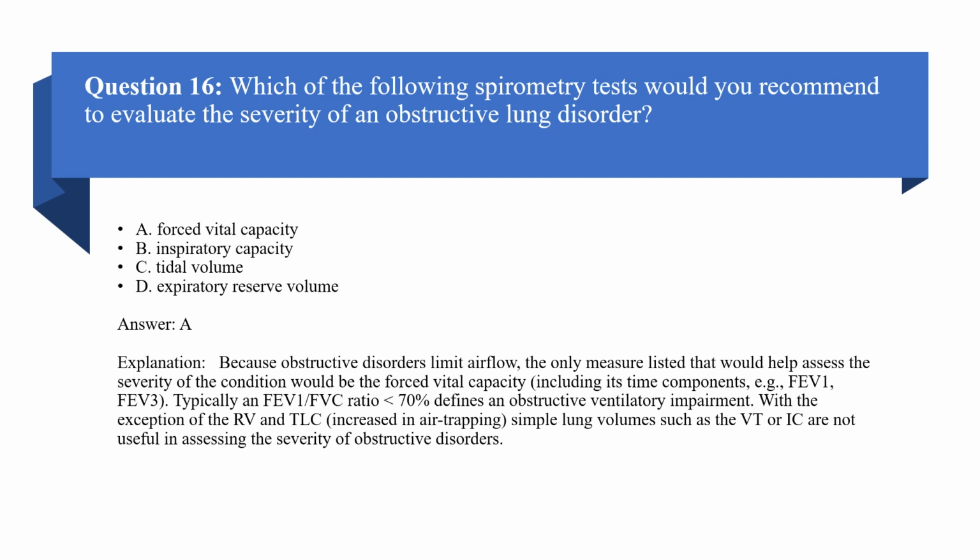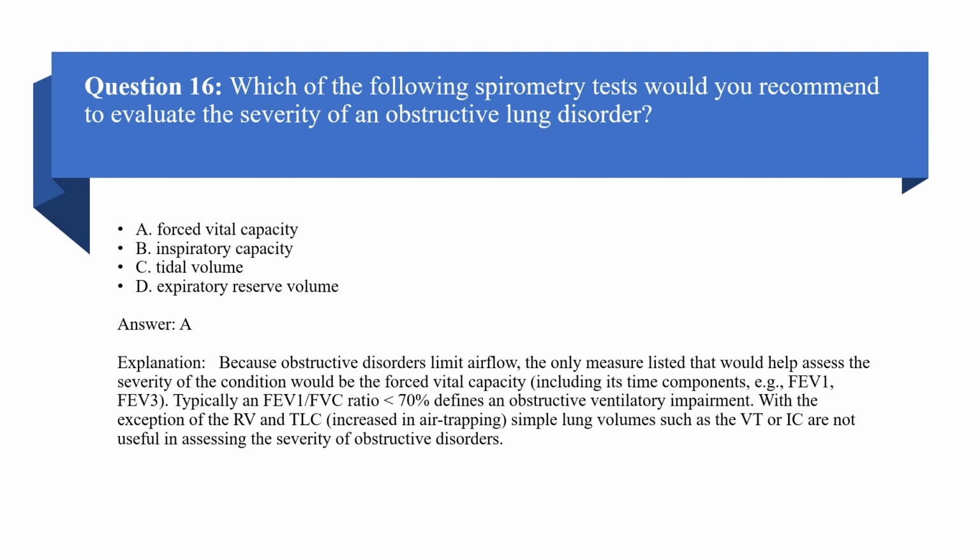The explanation goes again like this. Because obstructive disorders limit airflow, the only measure listed that would help assess the severity of the condition would be the forced vital capacity, including its constituent points, such as the FEV1, the FEV3. Typically, an FEV1 to forced vital capacity ratio, again, of less than 70% defines an obstructive ventilatory impairment.